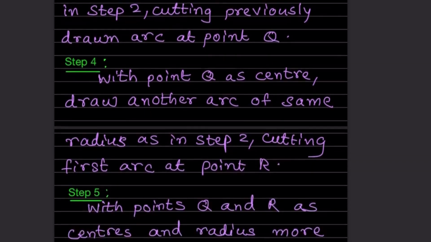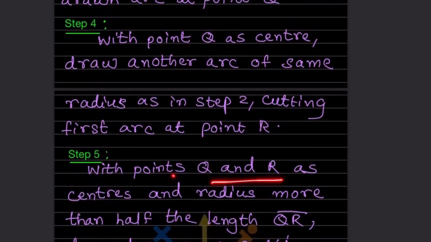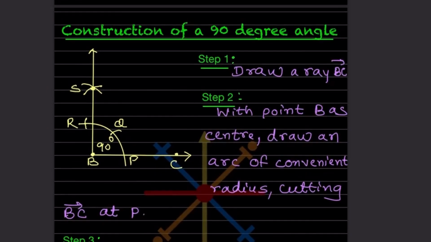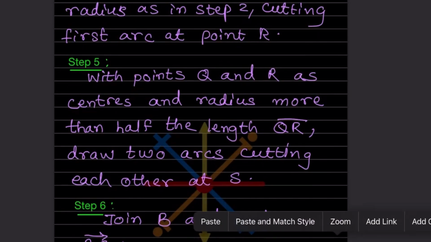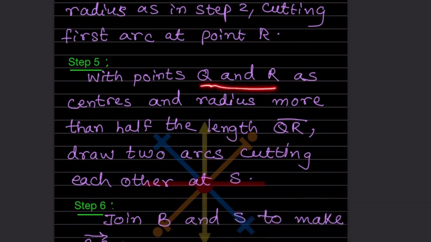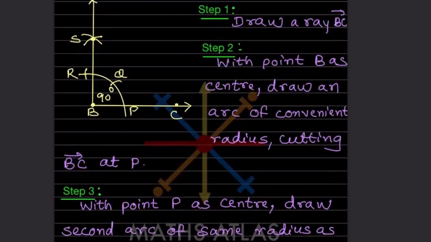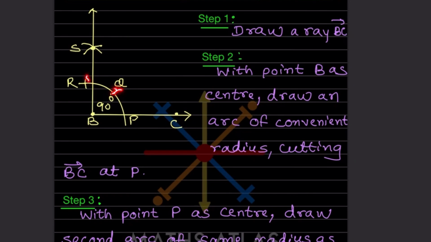So now what did they say? Step 5: with points Q and R as center and radius more than half the length QR. So now see here, this is the length. So what are you going to do? You are going to take Q and R as centers. Where is Q? Q is here and R is here.